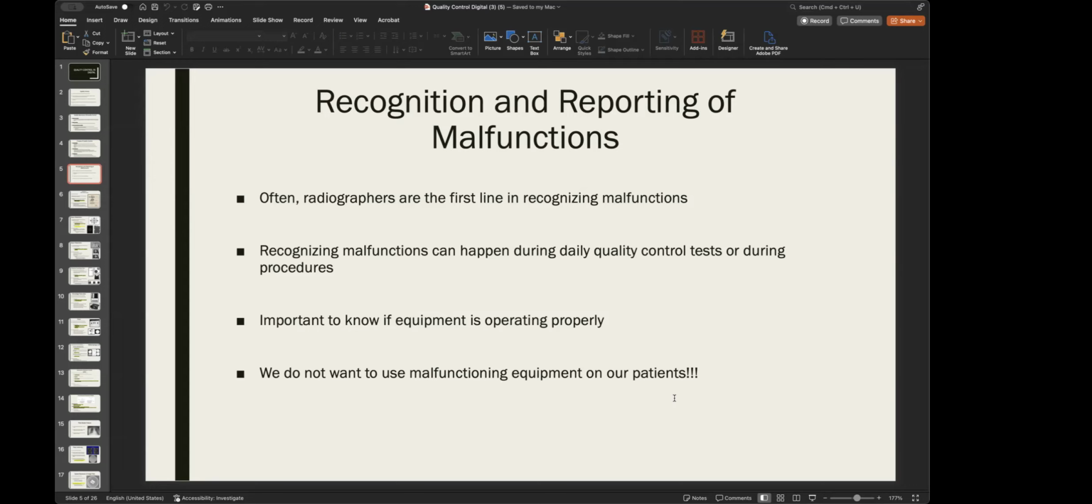It's very important. So that's why you should know how your equipment is operating, because we don't want to use that malfunctioning equipment on our patients. Okay. You never want to use anything that's not working properly on somebody that's trying to get an exam.